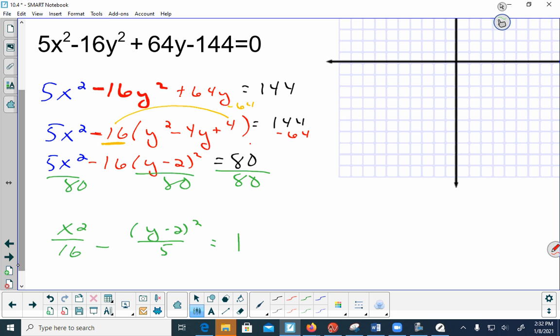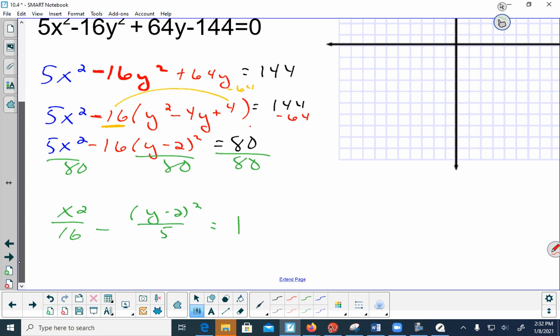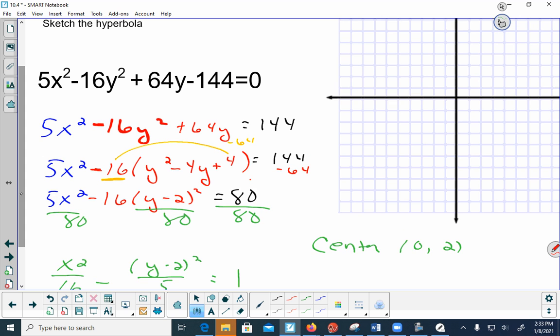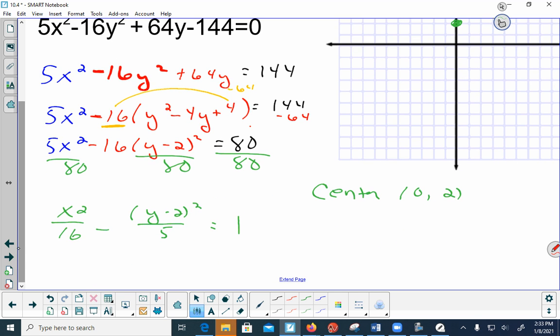So based on this information, I'm going to write down some things that I know. I know that my center will be whatever I'm subtracting from the x coordinate, whatever I'm subtracting from the y. So my center is going to be 0, 2. I'm going to plot that point now. Based on the fact that the x is squared and it is positive, I know that everything's going to happen on a horizontal axis. So I know that my branches are going to open left to right. I know that my a is going to be the square root of 16. So my a is going to be 4. I know my b is going to be the square root of 5.